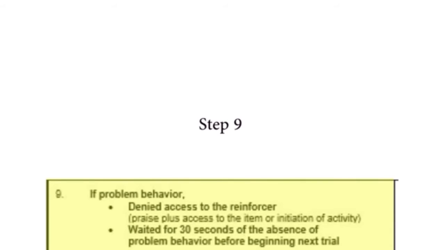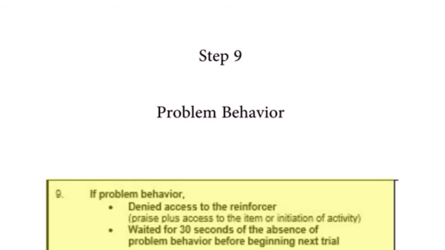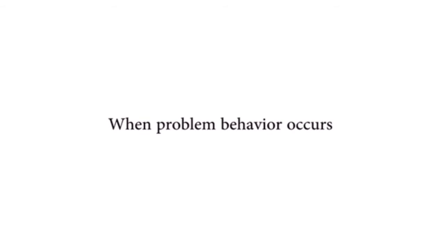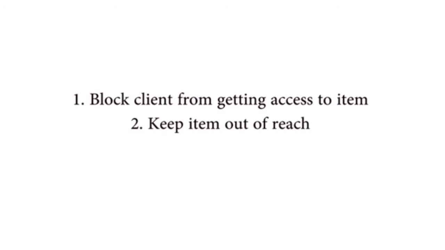And finally, step 9. This step is only looked at if there was an occurrence of problem behavior during an NET procedure. If the client engages in any problem behavior specified in the behavior intervention plan, then block the client from gaining access to the item and keep them out of the client's reach.